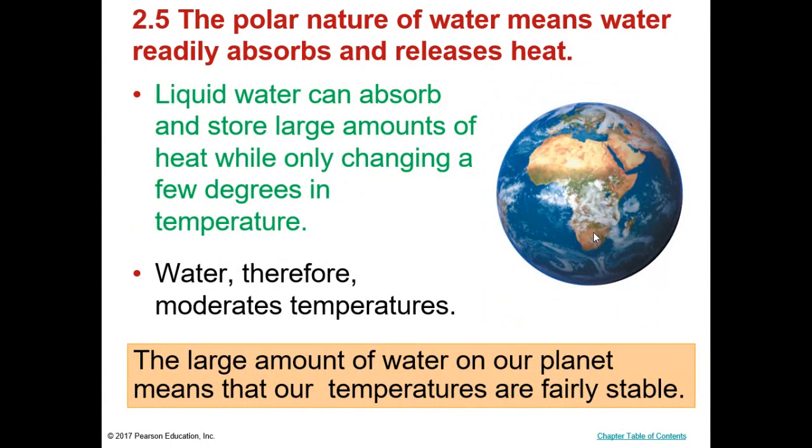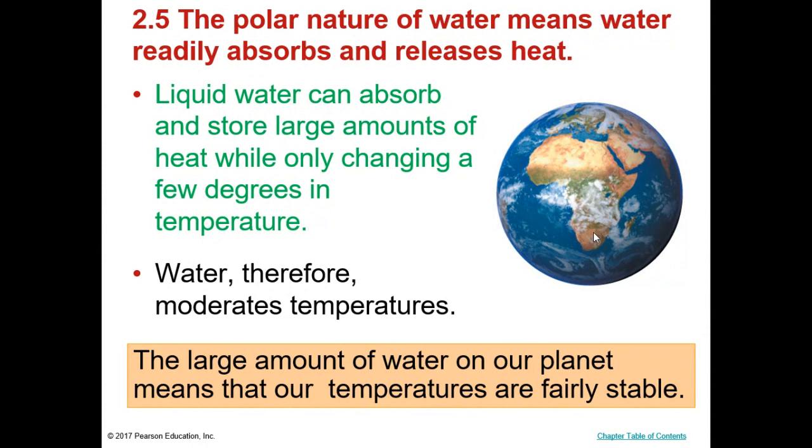All right, so another property of water is that it can absorb and store large amounts of heat while not changing so much in terms of its temperature in degrees. So it's a great modulator of temperature. And that's why water in our blood is actually in charge, one of its roles is to modulate the temperature inside of our bodies.